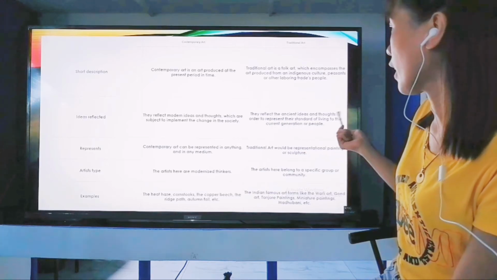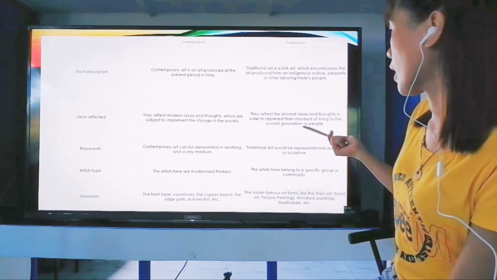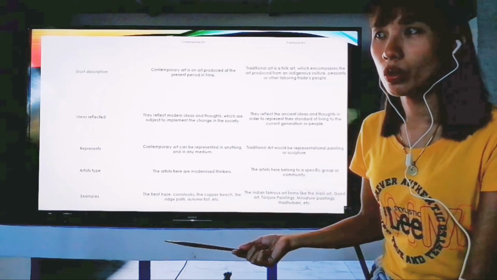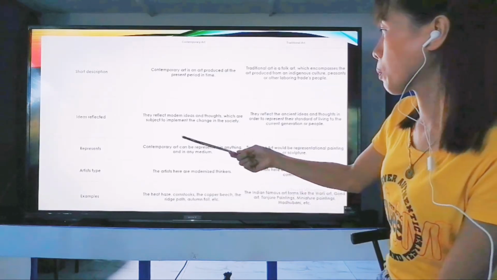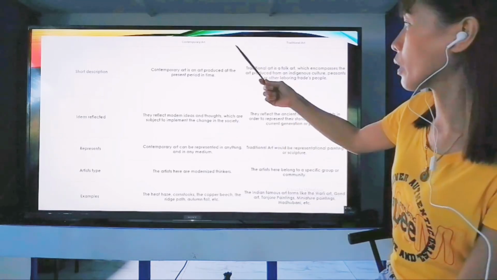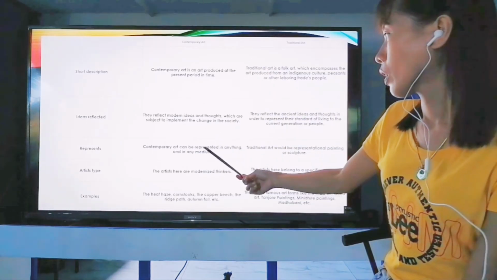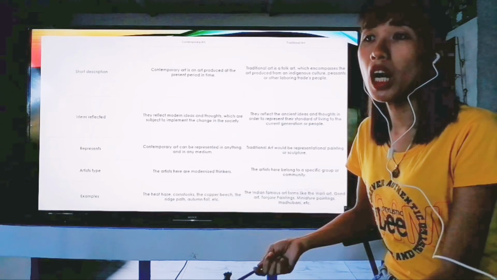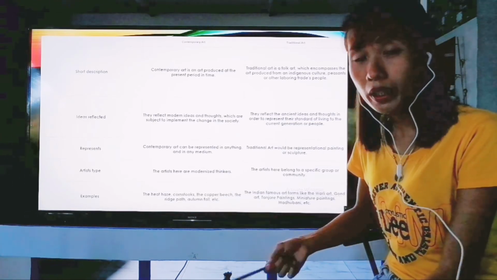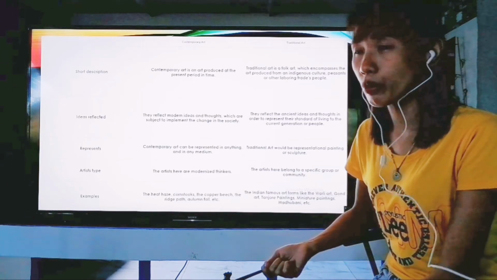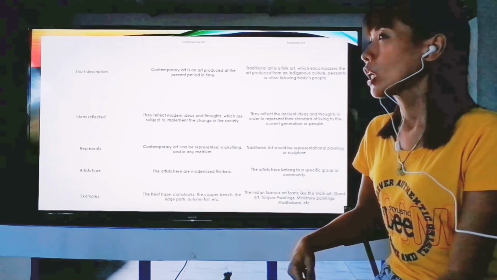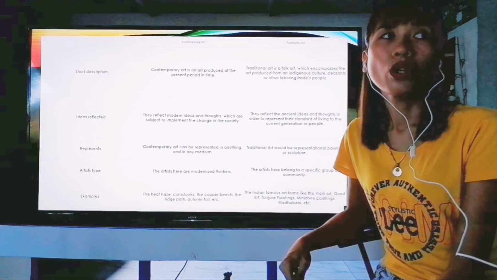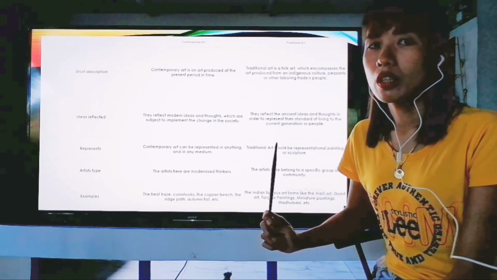And traditional art, they reflect the ancient ideas and thoughts in order to represent their standard of living to the current generation or people. It shows the tradition and the practices of before. Contemporary art represents anything and in any medium. In contemporary art, we don't care about how we do it, what we used to do it, as long as we can express our feelings and thoughts and ideas and emotion. Any materials will do, anything that we can see around, any resources is fine.